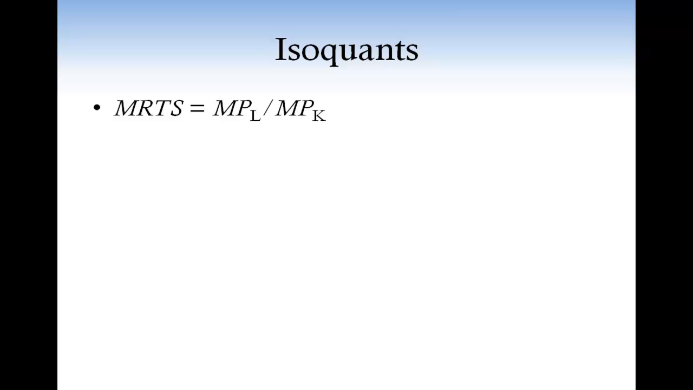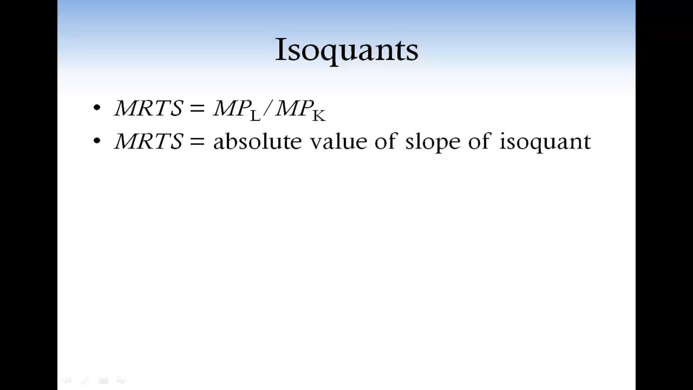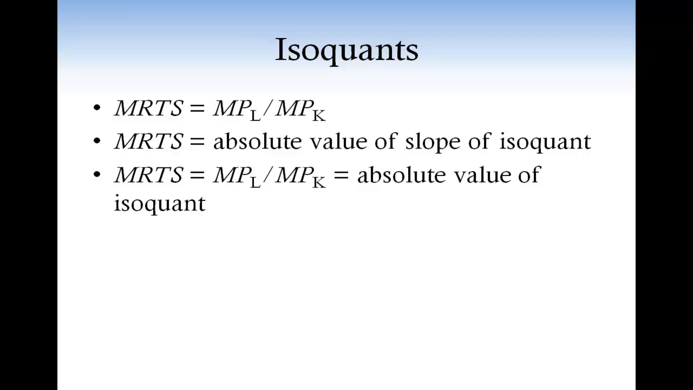Okay, wait a minute. Now I'm confused. You said that the marginal rate of technical substitution is the absolute value of the slope of the isoquant. This is true, and it is also equal to the ratio of the marginal product of labor over the marginal product of capital. So you're saying that the absolute value of the slope of the isoquant is also equal to MPL divided by MPK? This is right. This is a mathematical result that is very useful in economics. I will postpone the explanation of this and focus on the economic interpretation.